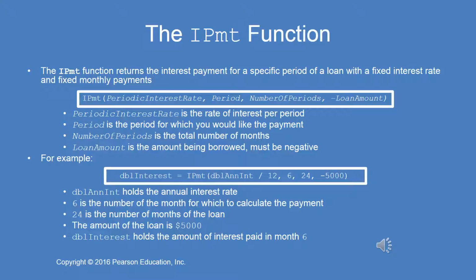So here's a coded example. Double interest equals IPayment. Double annual interest divided by 12 would be, say, if it's a 7.5% annual interest rate loan, well, you want to get that into months, and then 6 is the number of the month for which you want to calculate the payment. 24 is the total number of months of the loan, and once again, 5,000 represented as a negative number is the total amount of the loan.